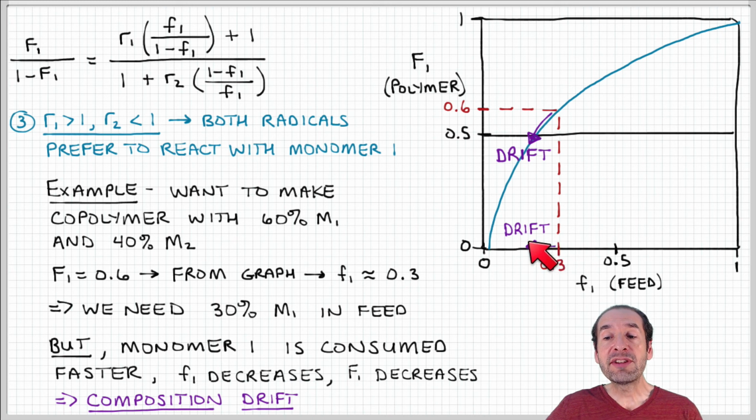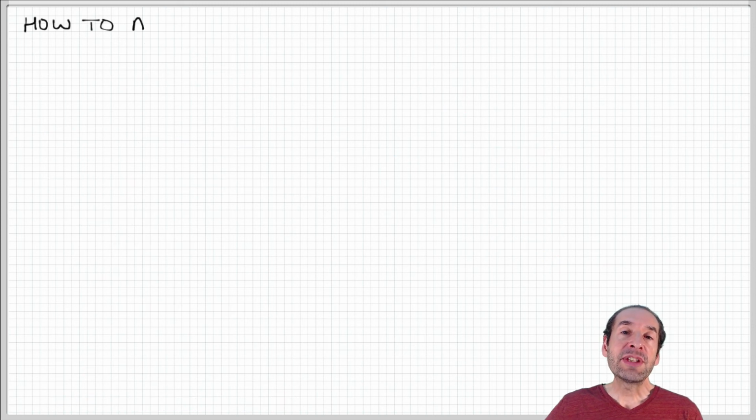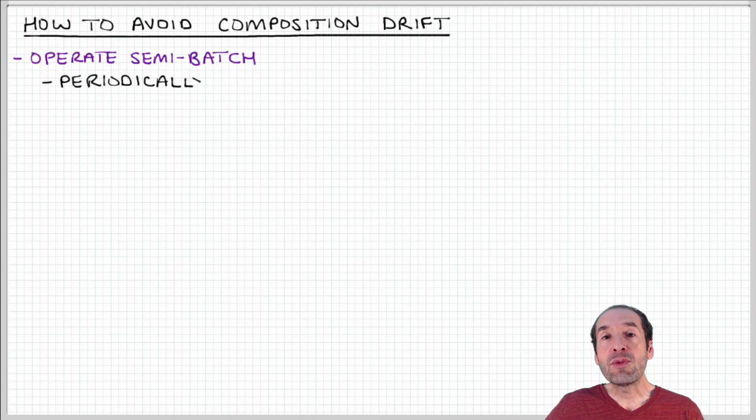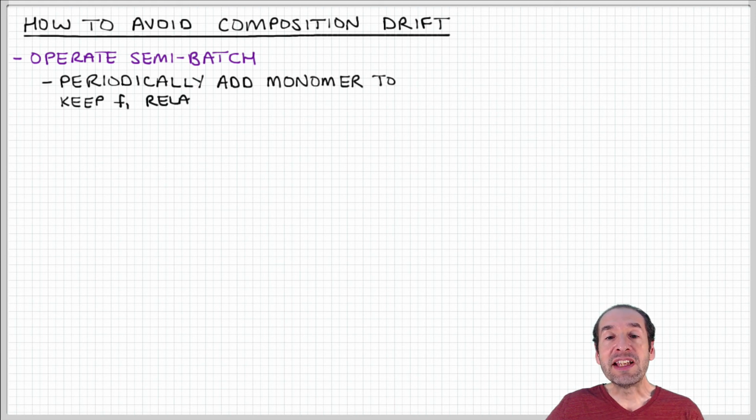So it expresses the fact that during the reaction, as one component is consumed, that also is going to affect its presence in the copolymer, or the makeup of the copolymer that's produced. The question then becomes, how can we take steps to avoid or at least reduce the effects of composition drift? This is an important consideration when one is designing processes to do copolymerization.